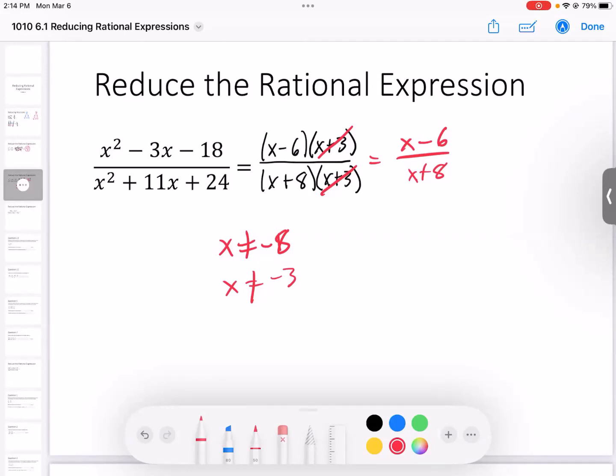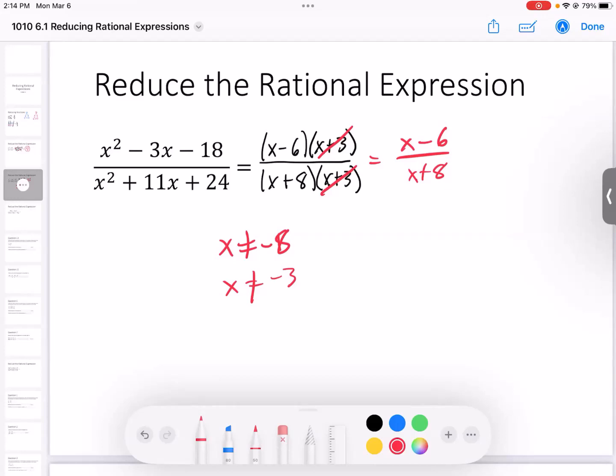Are you going to say cancel out the x's? Yeah, that's a good question. The reason you can't cancel out the x's is because these are being subtracted or added. You can only cancel out things across division if those things are multiplied. So that's the whole point of why we want to get it in factored form, so you can cancel them out. Good question.